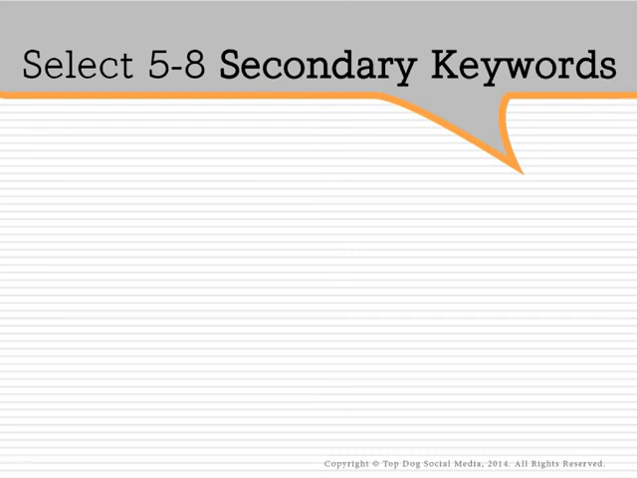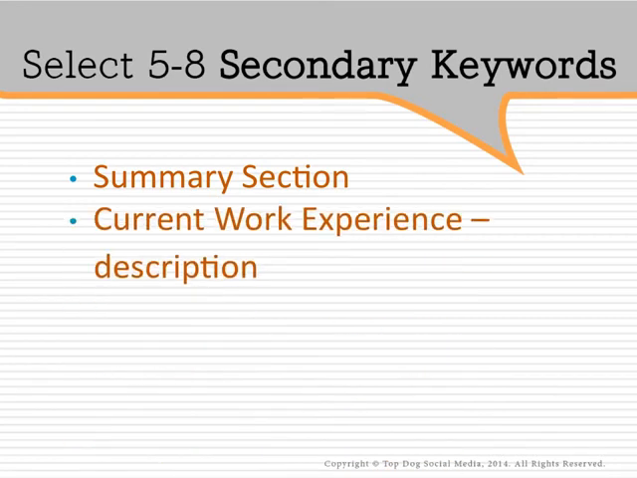So you're going to want to add your 5 up to 8 secondary keywords. Again, 5 is probably a great number, to a number of different sections in your profile. The first one's in your summary section. So you've got your primary keywords in there as well as your secondary keywords. The next one's your current work experience. So there's an opportunity for you to add that to your description section of that.